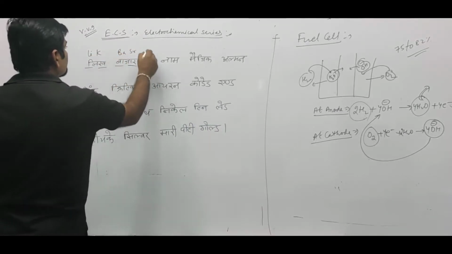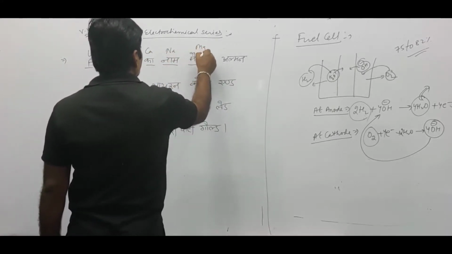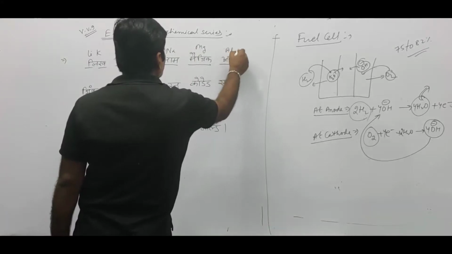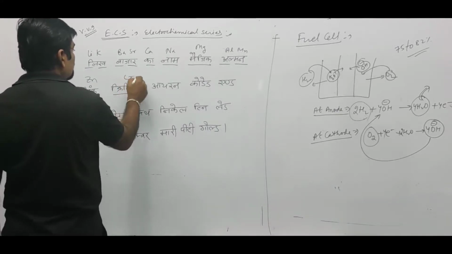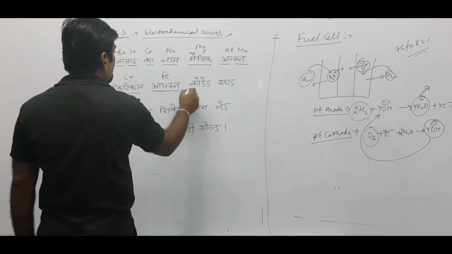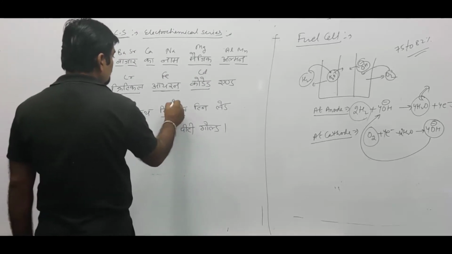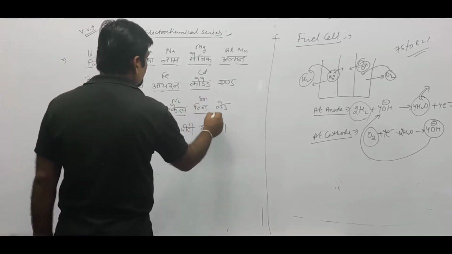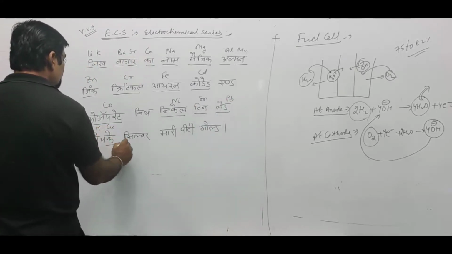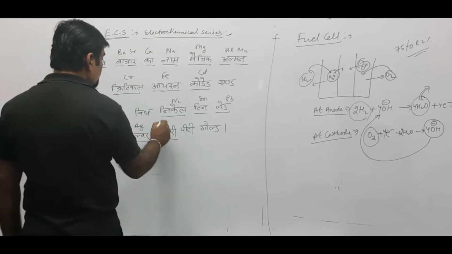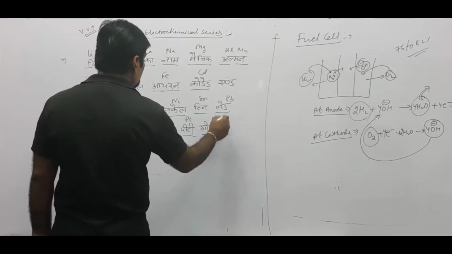Lithium, potassium, barium, strontium, calcium, sodium, magnesium, aluminium, manganese, zinc, chromium, iron, cadmium, cobalt, nickel, tin, lead, hydrogen, copper, silver, mercury, platinum, gold.